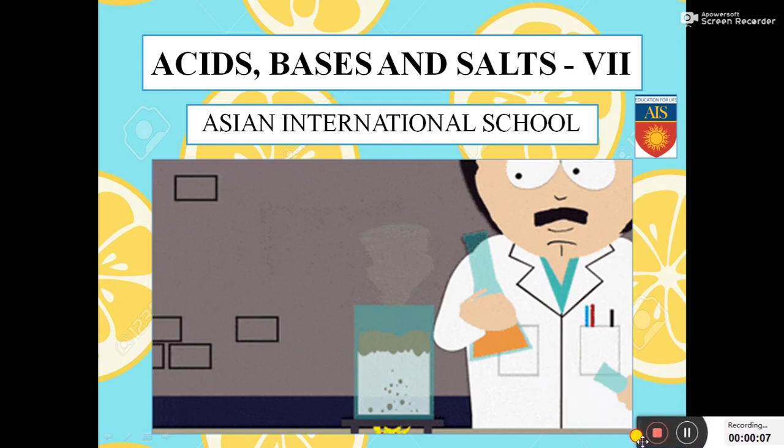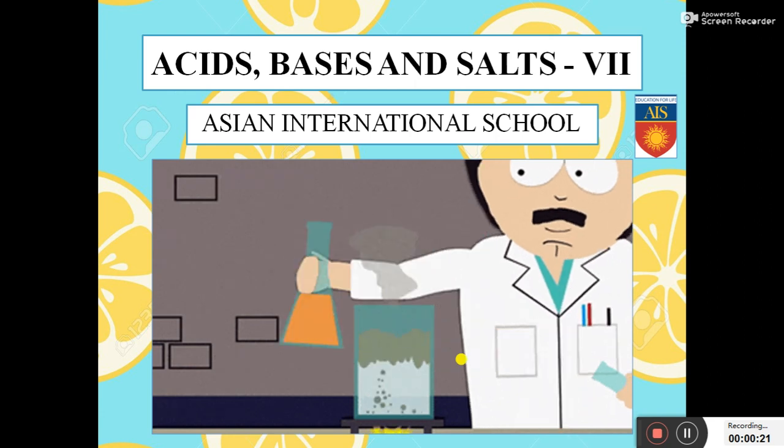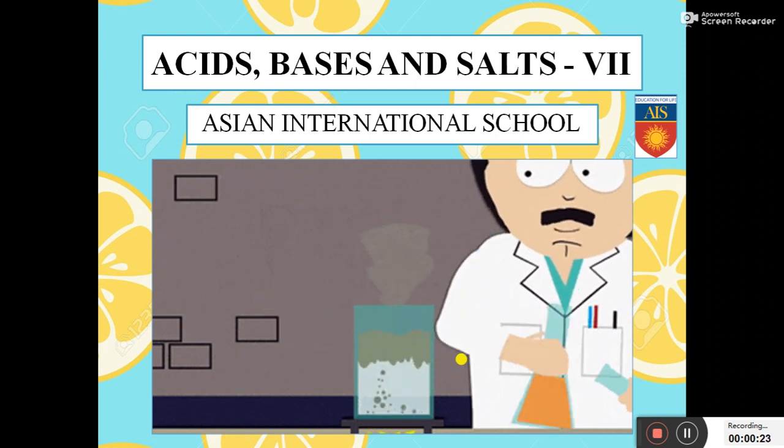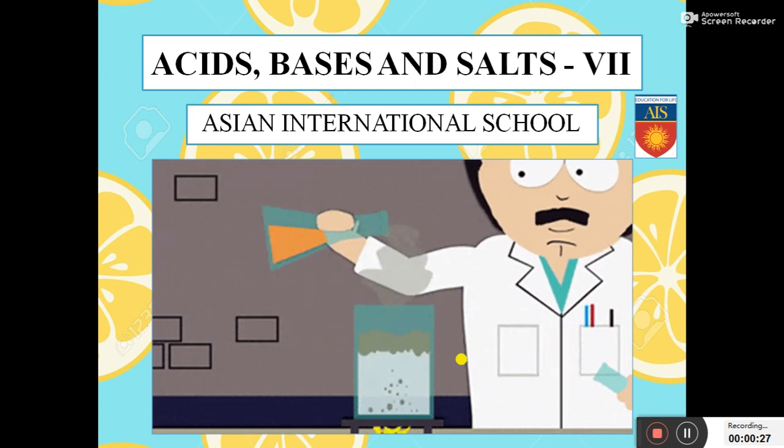This is the portion of acids, bases and salts, whatever is left. So this is the third video and we will continue with our chapter, which is acids, bases and salts. We had learned about acids, bases, indicators, acid rain and the different properties which separate an acid from a base in the previous two videos.